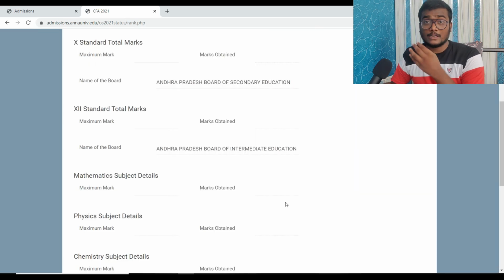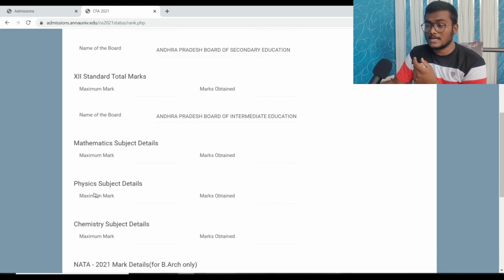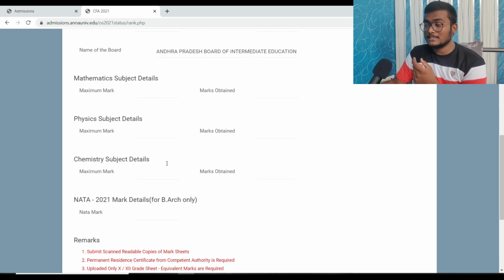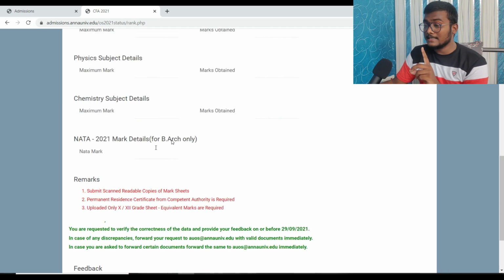After clicking submit, you will be taken to this particular page. Above, the details are there. That is why I am not showing the details. So you see guys, here you will be having the 10th standard total marks, 12th standard total marks, math subject marks, physics subject marks, chemistry subject marks. Here you can see nothing is there. If you have no issues, or even if you do, the reason is mentioned here.